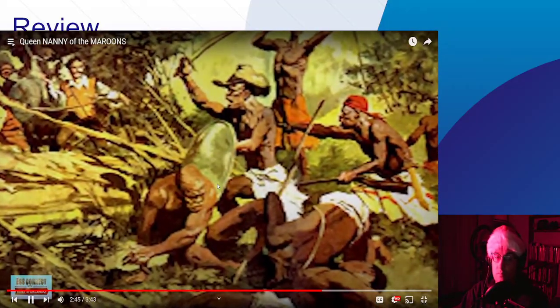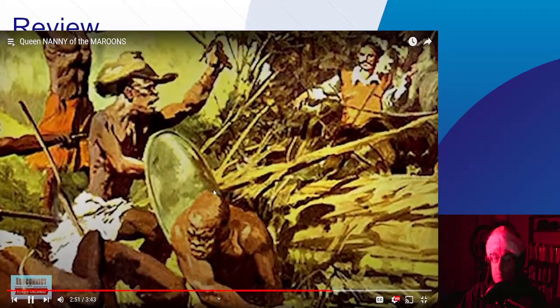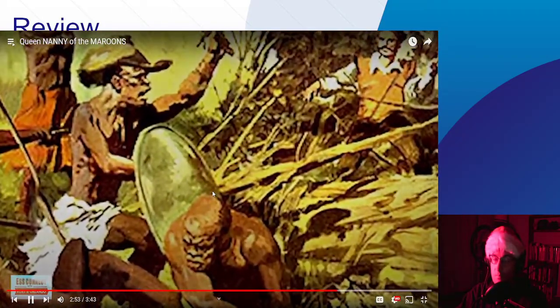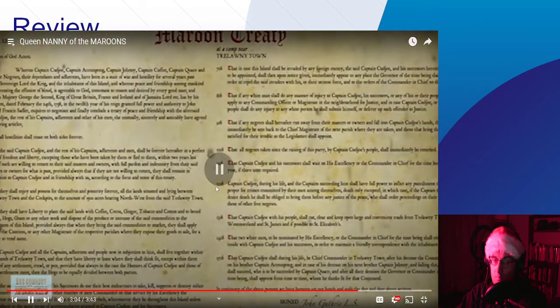It was during the height of the Great War, 1728 to 1734, that the Maroons, under the leadership of Nanny, and using their superior knowledge of the mountains, waged a successful guerrilla war against the British. And so this is the peace treaty that they eventually had to sign with the Windward Maroons.